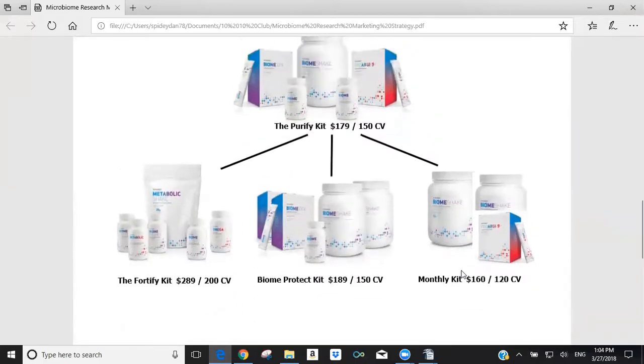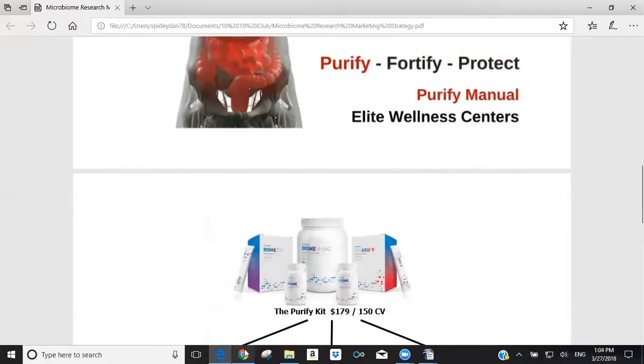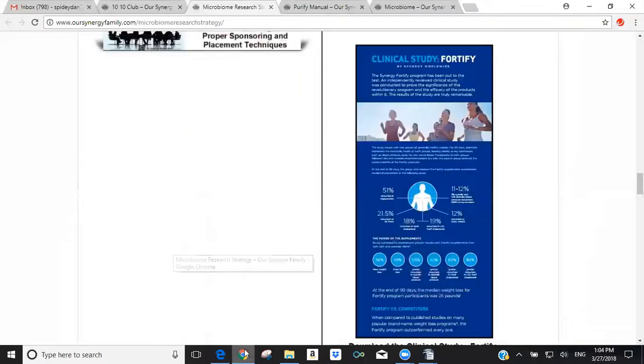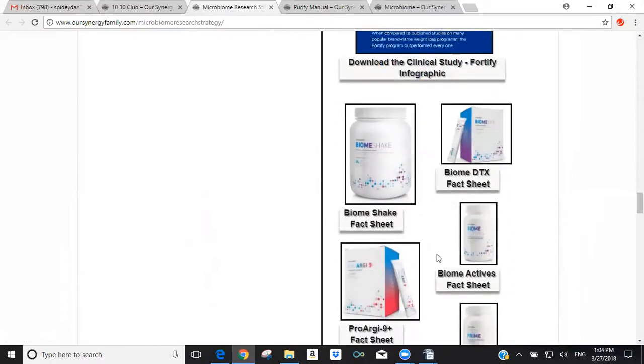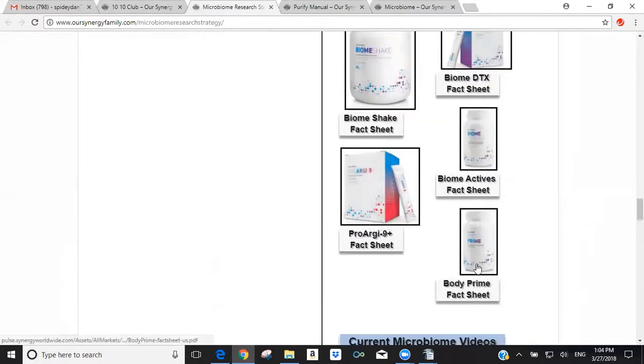Now, that's our presentation. Let me go back, see if there's a couple other things that we need to cover on our info page. So as you continue to scroll down here, there's some things that we need to add to this now that the Fortify Kit has been launched from Synergy Worldwide. There's some infographics that we need to incorporate, as well as some fact sheets. But you can see here that we've got the fact sheet on the Biome Shake, the fact sheet on the Biome DTX, the Actives, Pro-Arginine Plus, the Body Prime. We'll be adding over the next couple of weeks fact sheets for the other parts of the products that are part of the Fortify Kit.